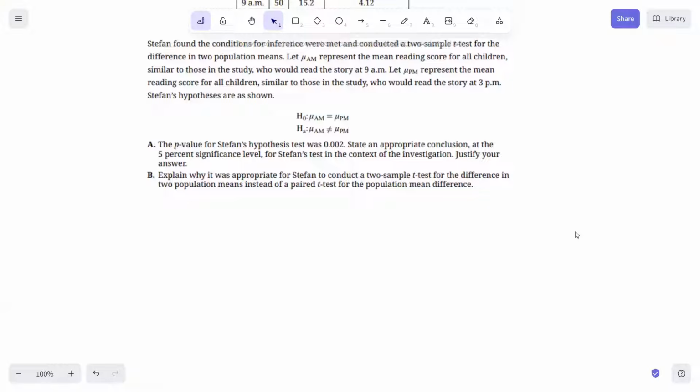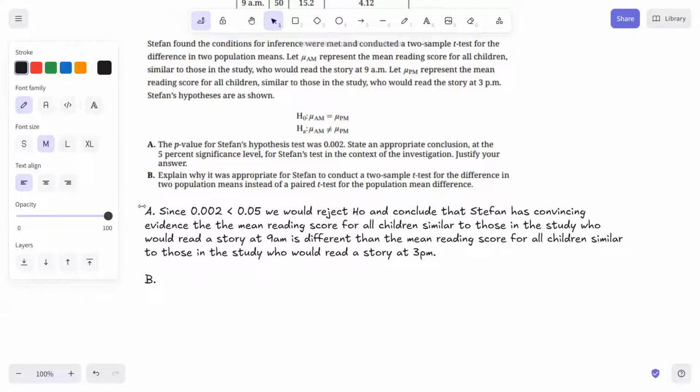Part A, the p-value for Stephan's hypothesis was 0.002. State an appropriate conclusion at the 5% significance level for Stephan's test in the context of the investigation. Justify. So here, since the p-value of 0.002 is less than the significance level of 0.05, we would reject the null and conclude that Stephan has convincing statistical evidence that the mean reading score for all children, similar to those in the study, who would read a story at 9 a.m. is different than the mean reading score for all children, similar to those in the study who would read a story at 3 p.m. So there you have part A written out for you.